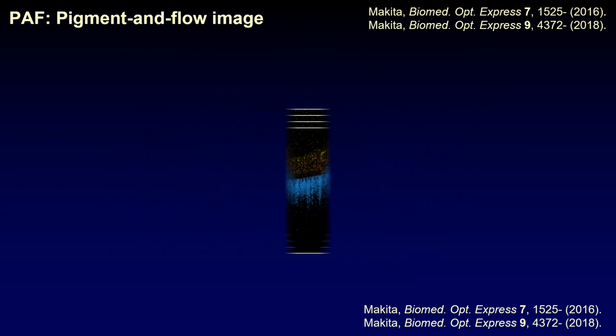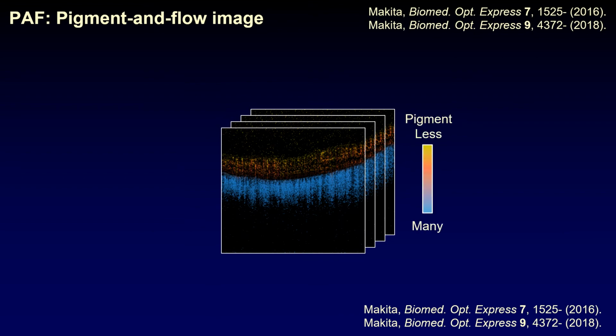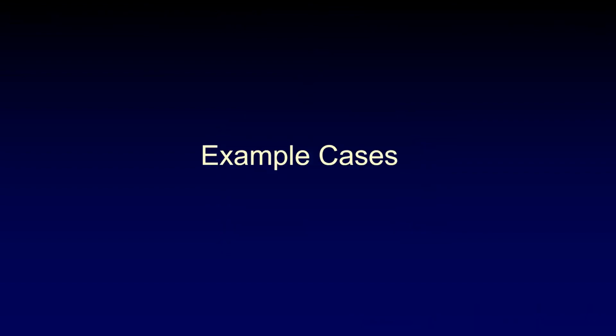In the combined volume, the blood vessel appears as red or yellow if there is no melanin on top. It appears as blue if there is melanin above it. So, in the normal eye, the retinal vessels appear as red to yellow, while the choroidal vessel appear as blue. By watching this volume from the top, we finally have the en-face pigment and flow image. Let me show some cases.